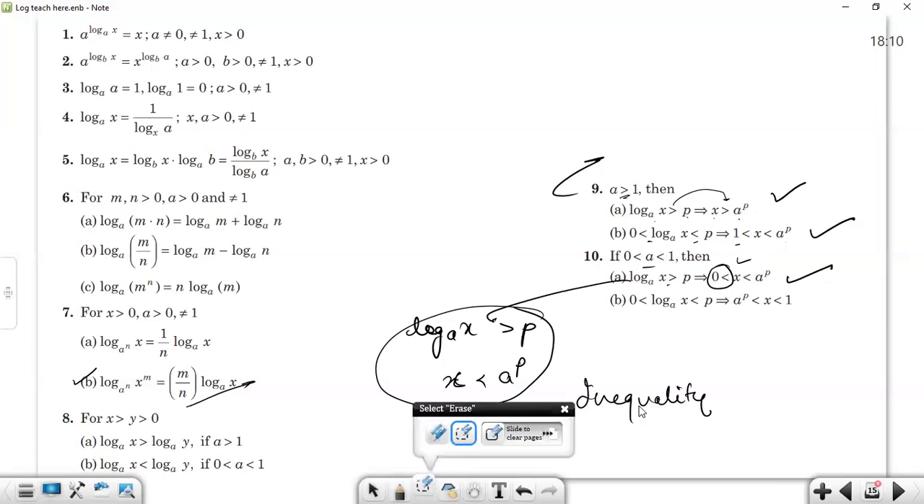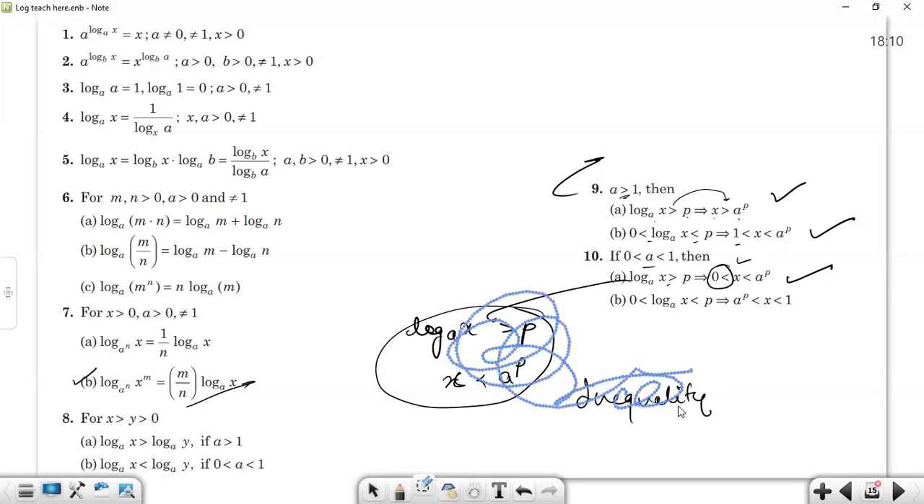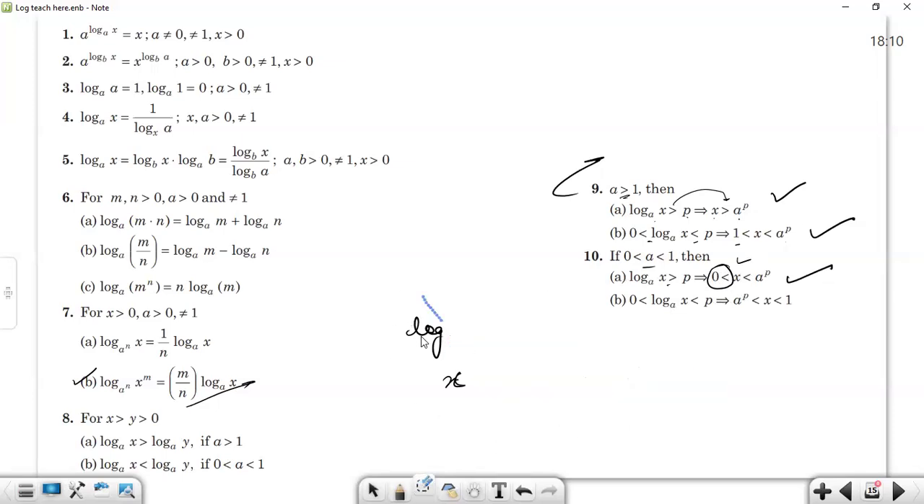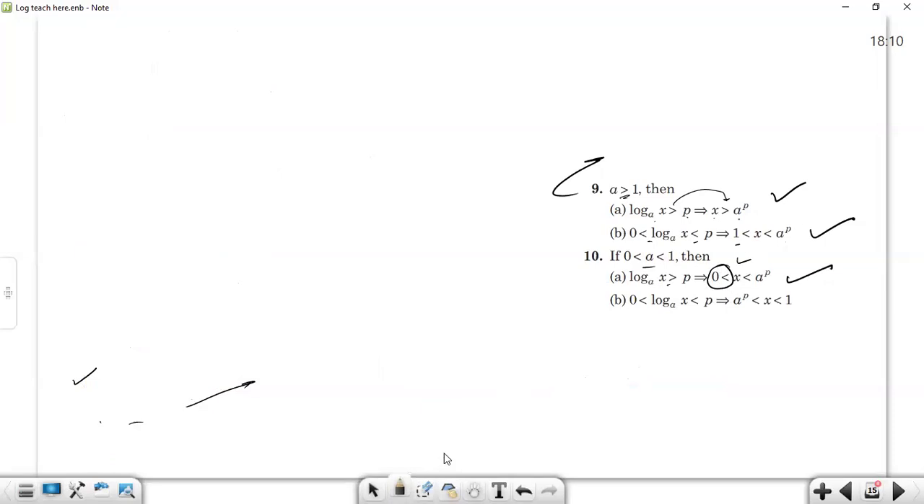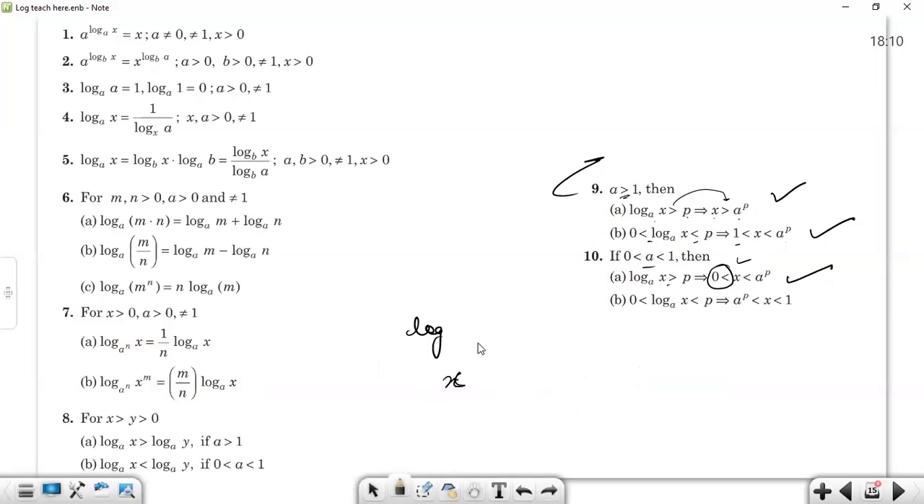Yeah. So let's now discuss this. The given inequality is like this. We'll keep the x here and we'll send the base to the other side of the inequality. a raised to power p. a raised to power 0 becomes what?